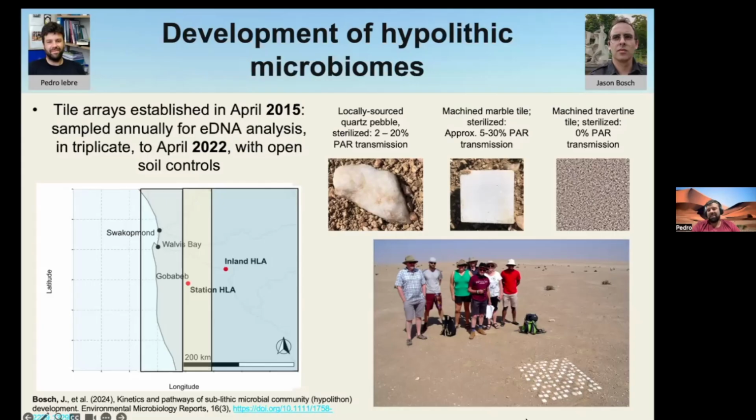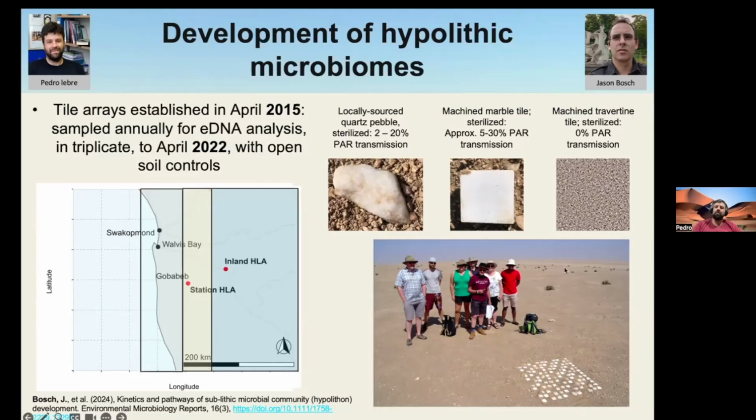One of which you can see down here in the picture where everyone is smiling. Those arrays were composed of quartz, which was locally sourced. This was quartz you find around the area, which was scrubbed of any biological material, sterilized, and put back into the soil. Some quartz has a similar transmission, allowing similar levels of light through it, and this was cut from a rock.